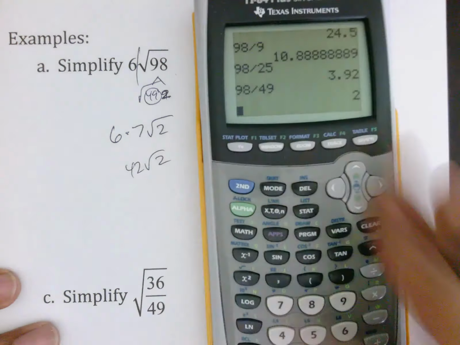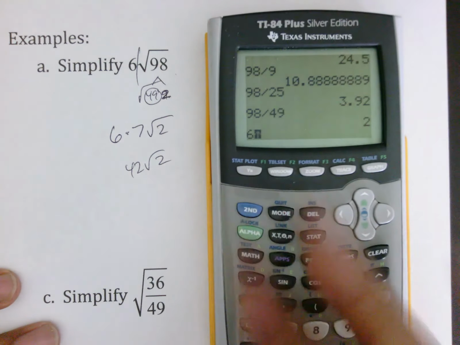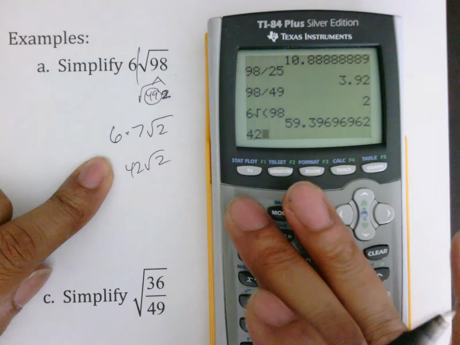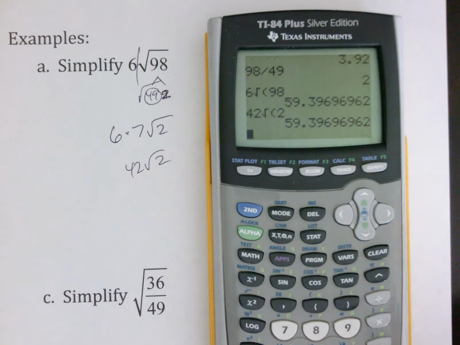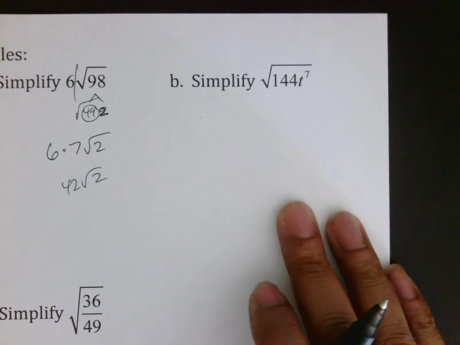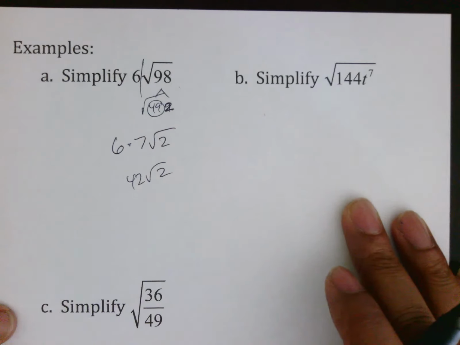And again, to check that, you just simply type both things in. 6 root 98 equals, and then 42 root 2 equals, and you notice that you get the same answer. Alright. I'll use the other way on the square root of 144 t to the 7th.